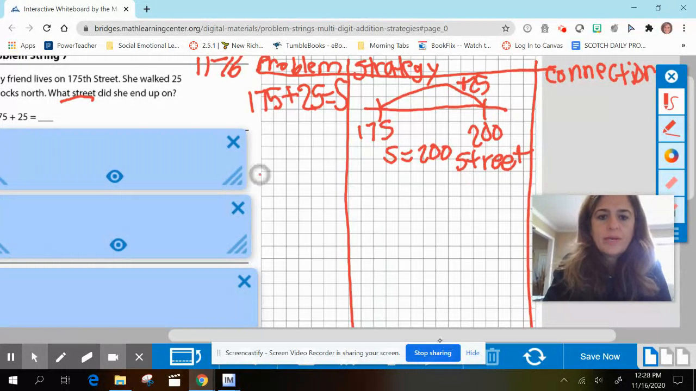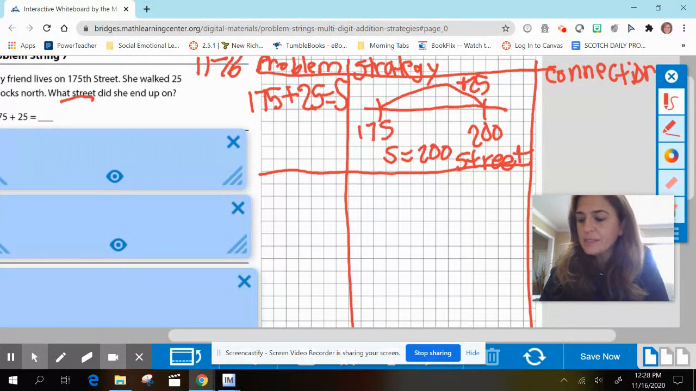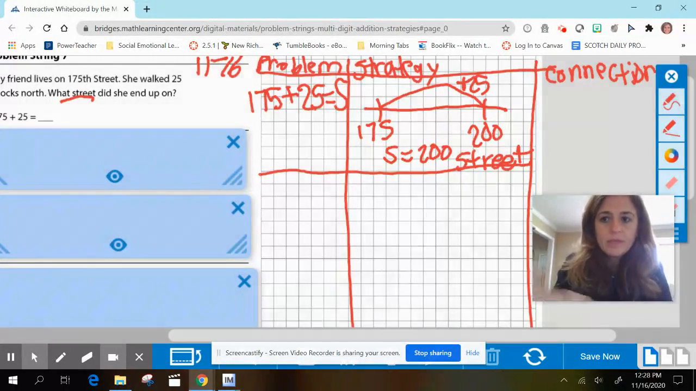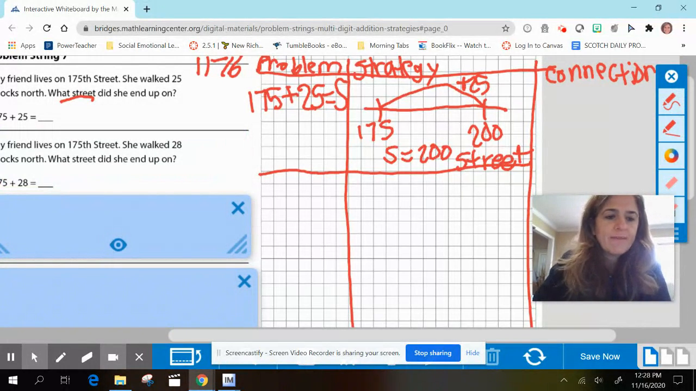Okay. Your next problem, so draw a line. Don't go through the connections. Just draw a line all the way to where the strategy line ends. The next one says, my friend lives on 175th Street and she walks 28 blocks north. What street did she end up on?